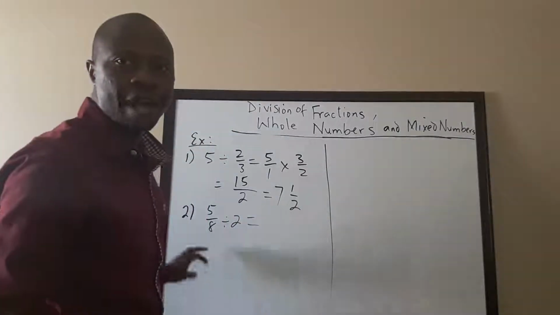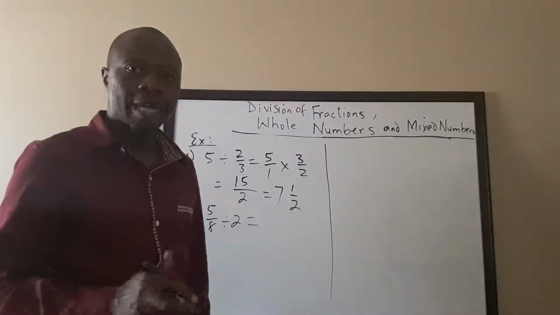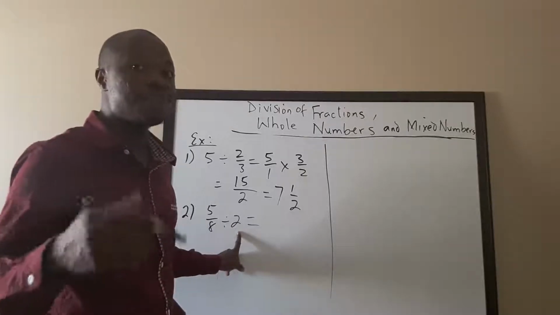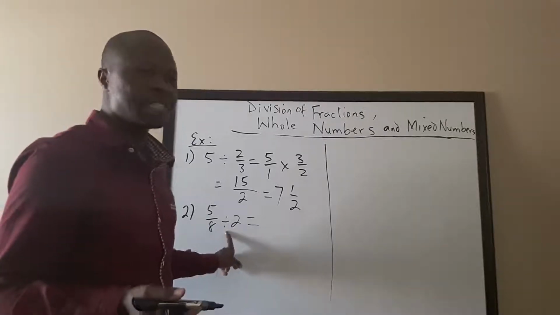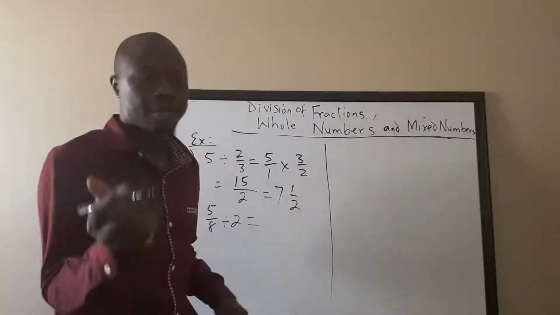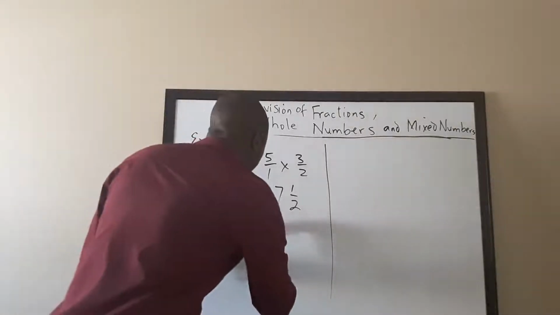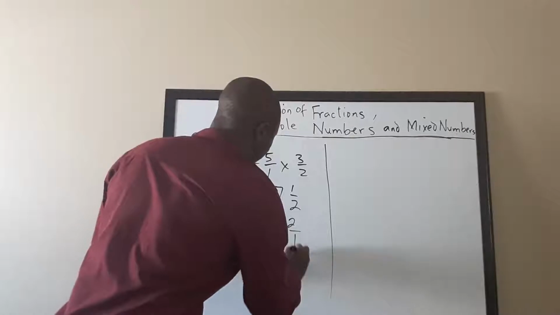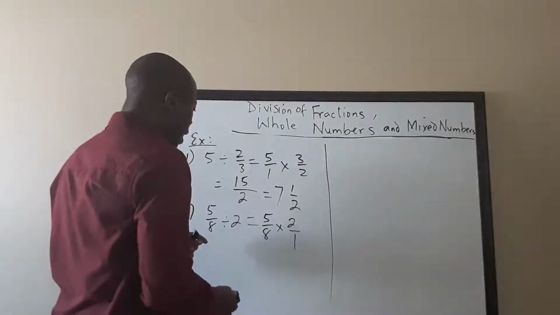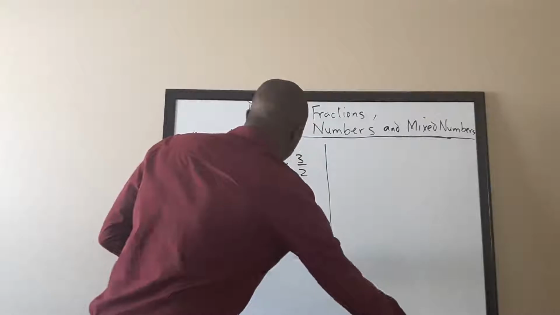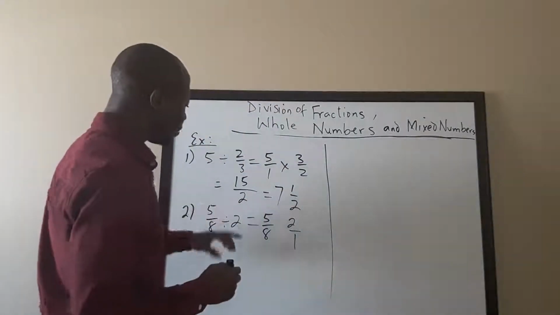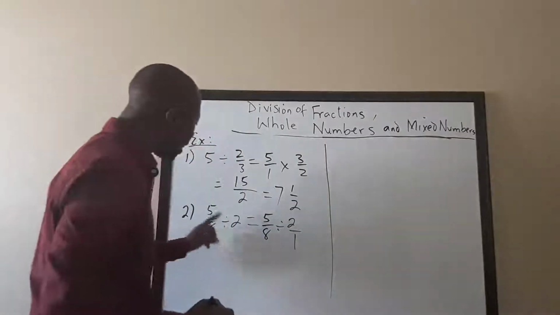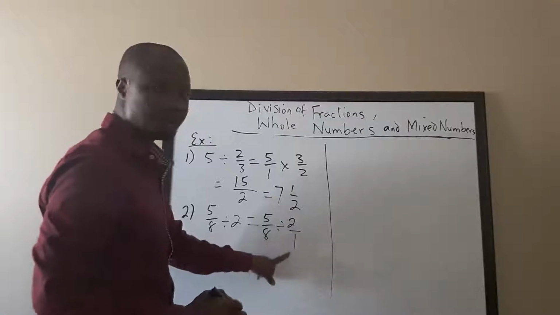So the question says 5 over 8 divided by 2. Again, I'm going to convert this 2 to a fraction by saying 2 is 2 over 1, and change the sign to multiply and then multiply. First of all, let me just focus on converting the 2 into a fraction. So I'm still having 5 over 8 divided by 2 over 1.